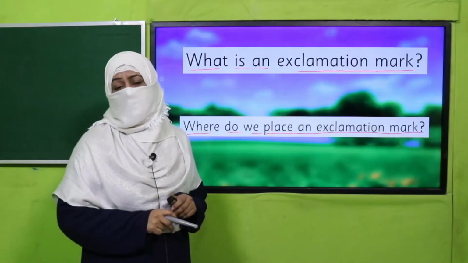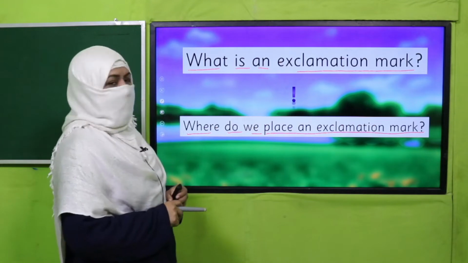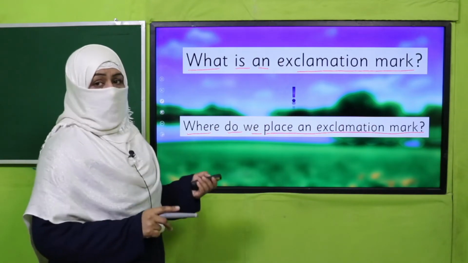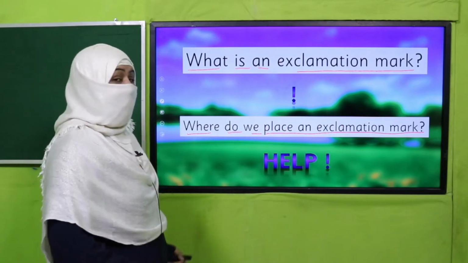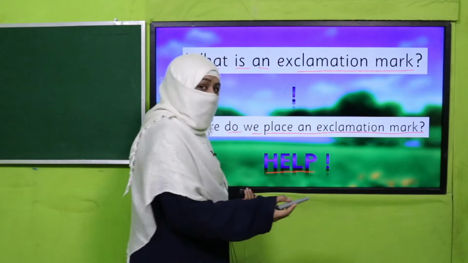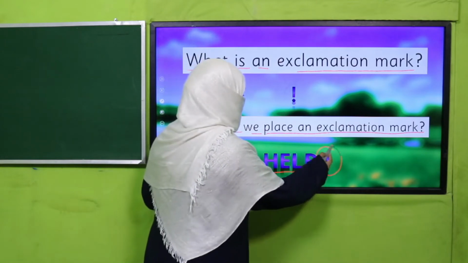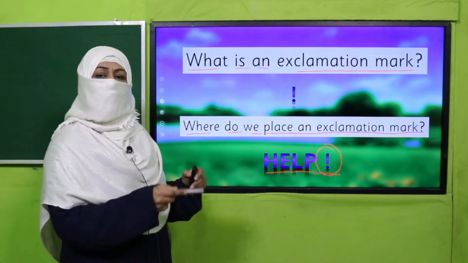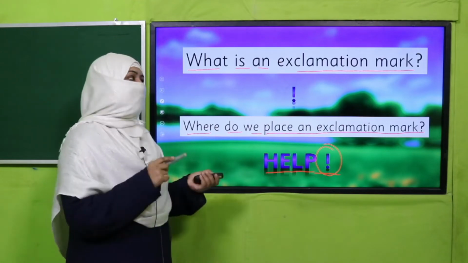Yes, my dear students, I hope you remember this is the exclamation mark. And where do we use it? When we want to express strong feelings, like: help, I need your help, I'm in trouble, so help me. This sign of exclamation shows strong feelings. So this is how every punctuation mark has a meaning. We are going to learn it.